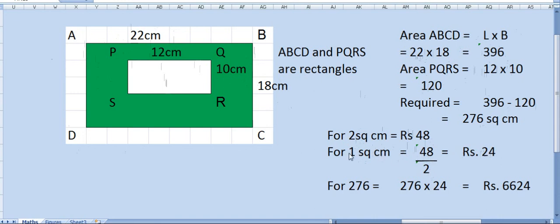Now what have we got? For 1 square centimeter it costs rupees 24. But what is the required area? 276. So what is the cost of 276 square centimeter? Again the same logic. Suppose cost of 1 mango equals 24. Then what is the cost of 276 mangoes? 276 multiplied by 24. Cost of 1 mango is 24. What is the cost of 5 mangoes? 24 multiplied by 5. So 24 multiplied by 276. So for 276 square centimeter, 276 into 24. The answer is 6624. Do this multiplication yourself.